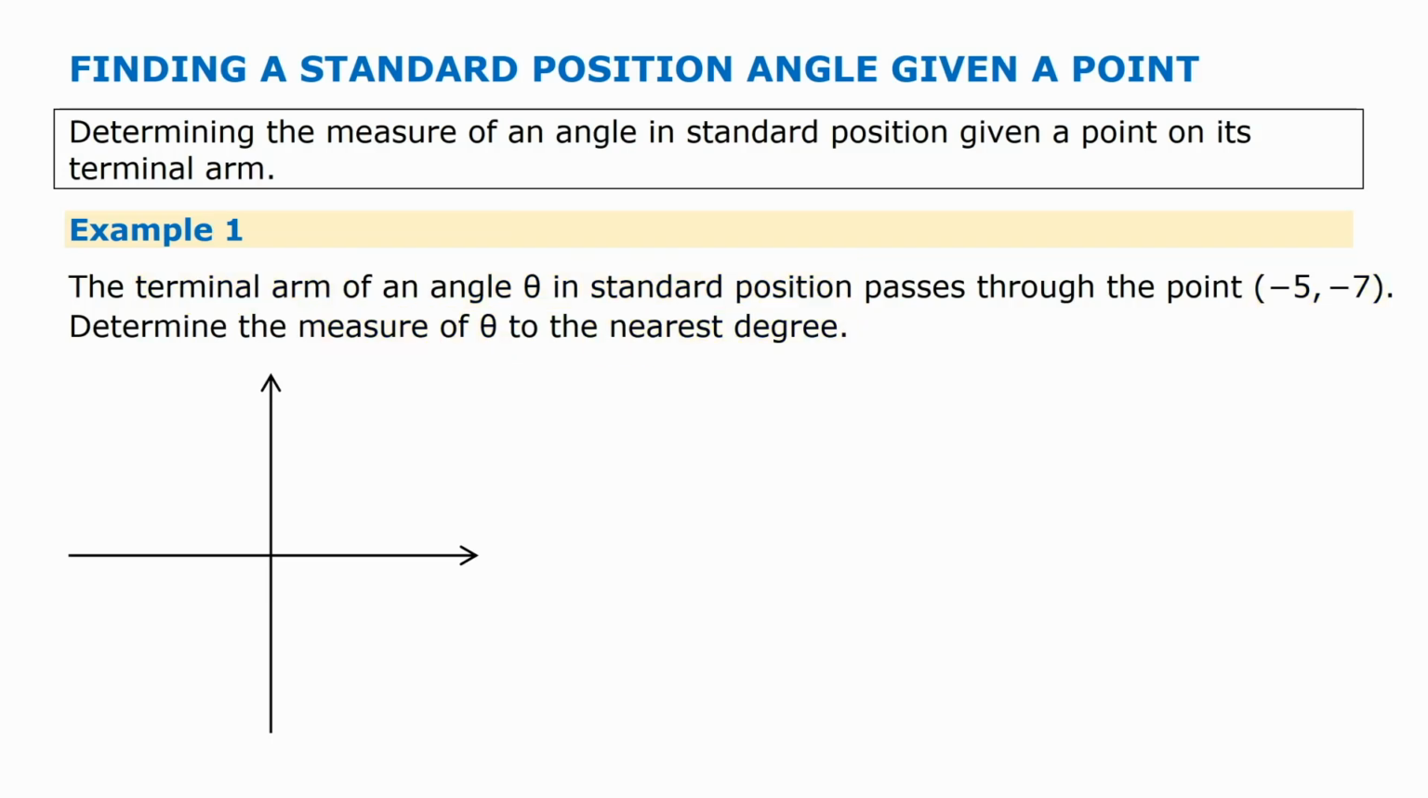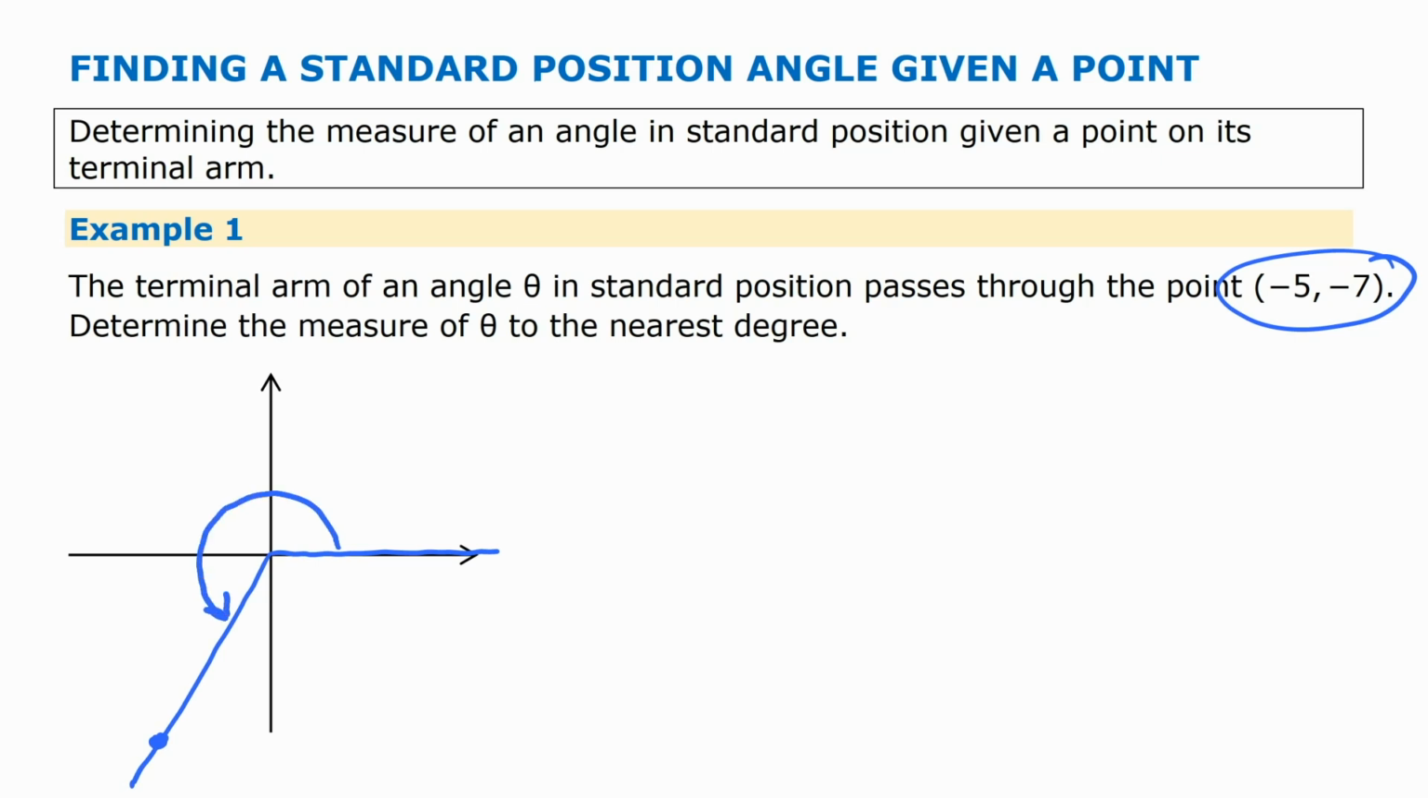And so to start doing that, a good first step is to draw a diagram of the situation. So this point, -5, -7 over here, you can just roughly draw it about like that. And I will put the terminal arm like that. We might as well draw the initial arm here too. And that is our angle in standard position, theta. And we should probably label the point over here, -5, -7.